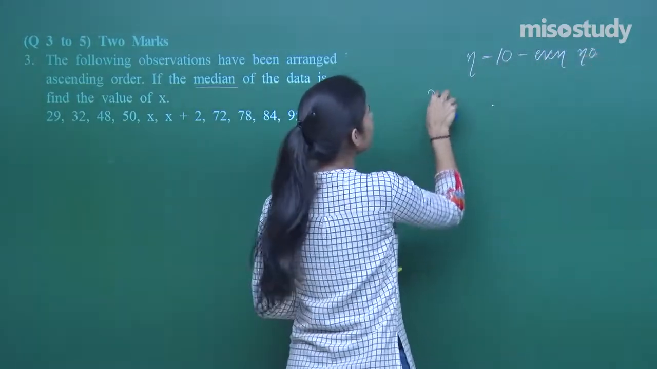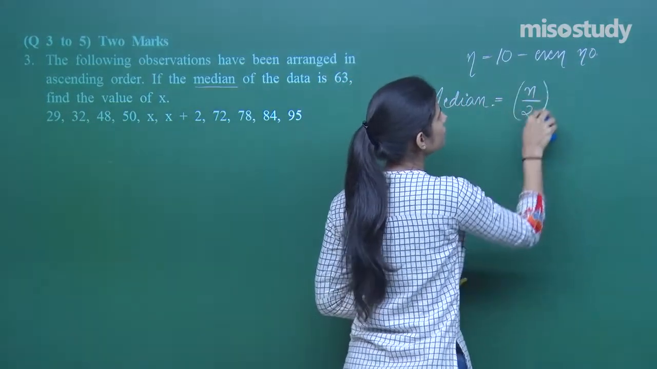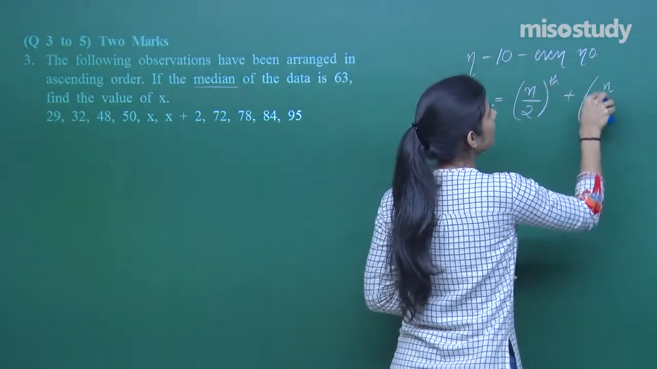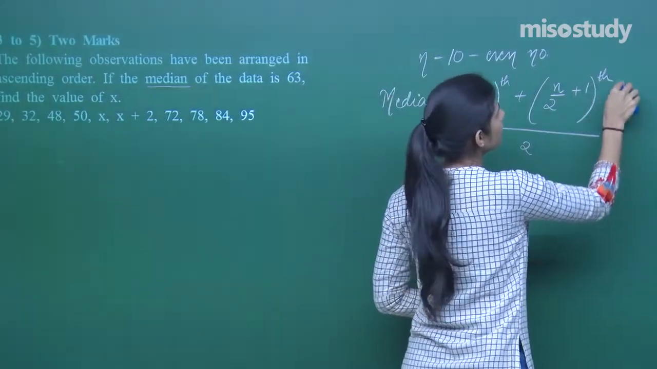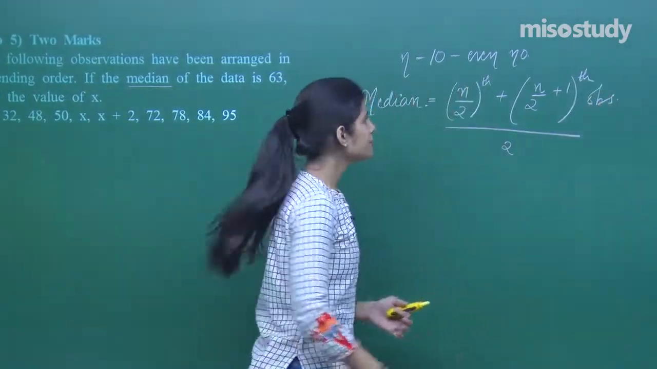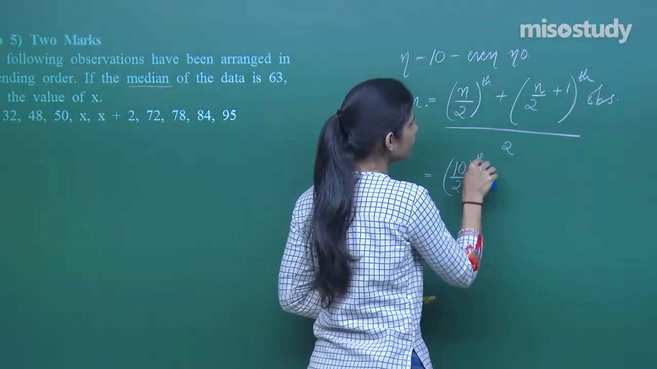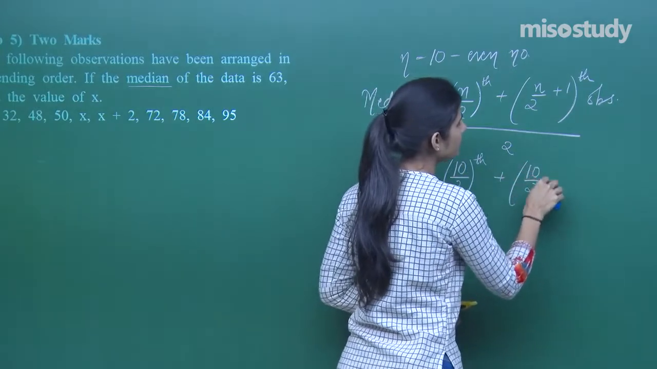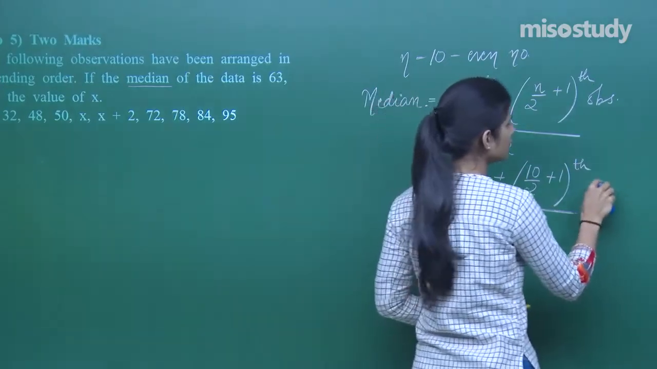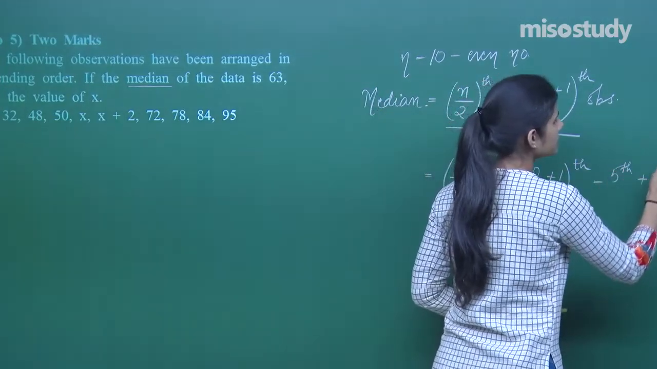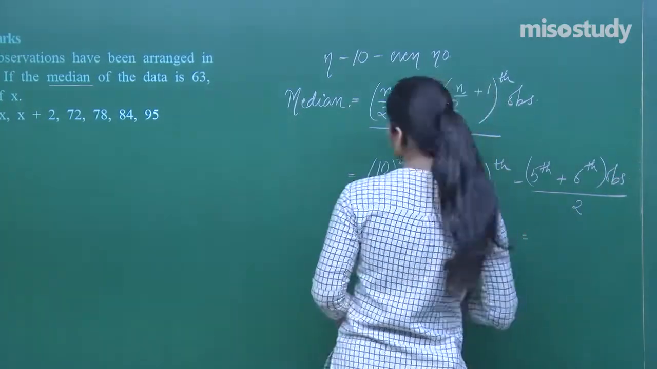And therefore you know median is what? It is the value of (n by 2)th plus (n by 2 plus 1)th upon 2 observation. That means you catch hold of the n by 2th observation, 10 by 2th observation, that is the 5th observation, plus 10 by 2 plus 1, that is the 6th observation, and divide their sum by 2. That means 5th plus 6th observation upon 2.